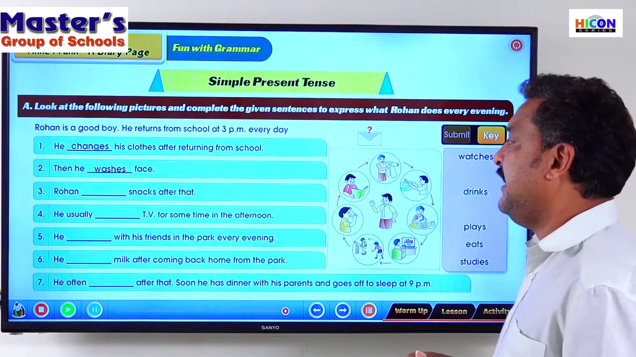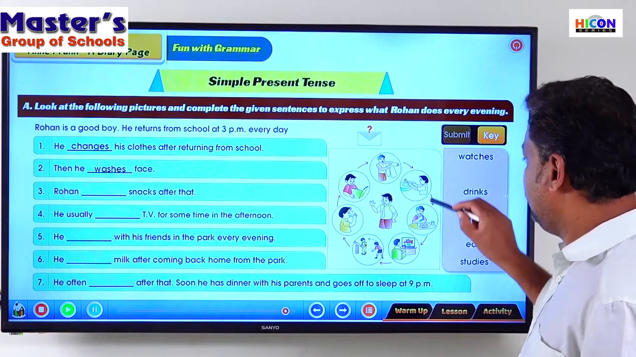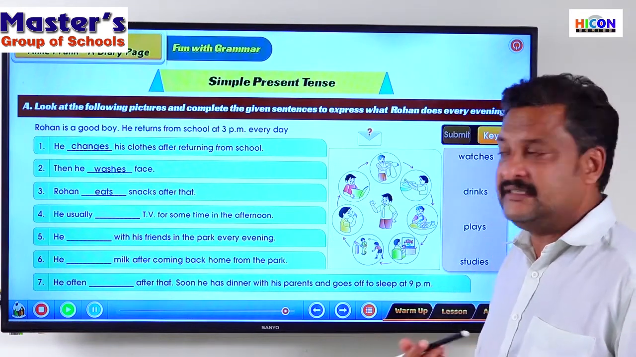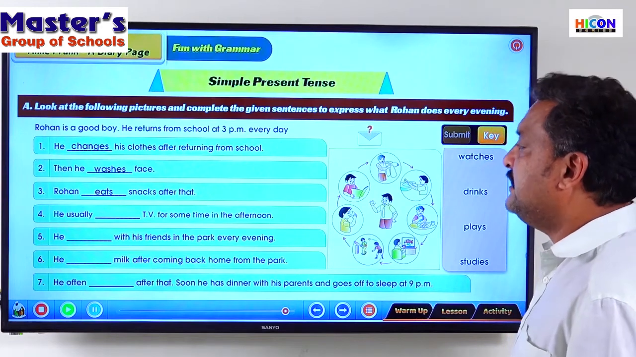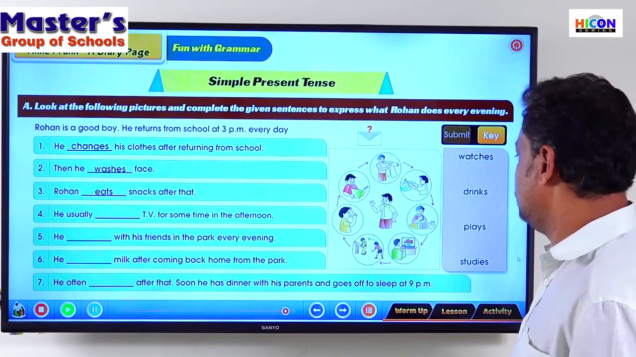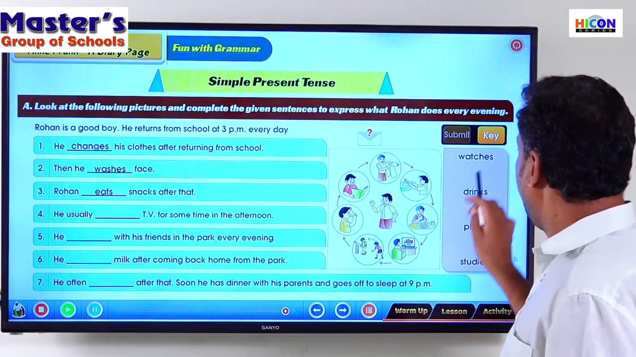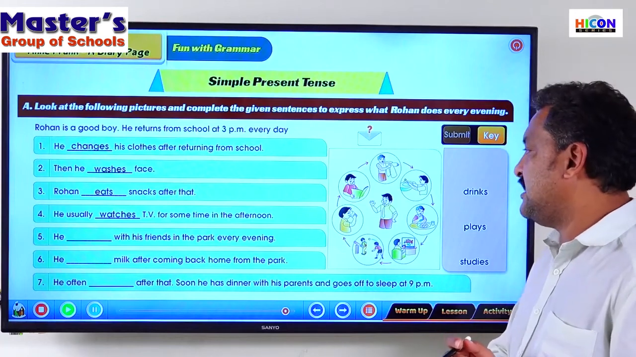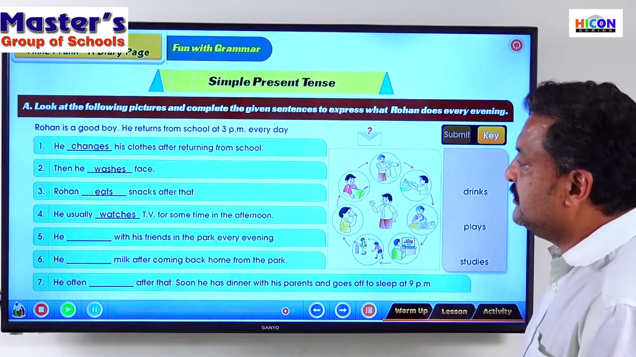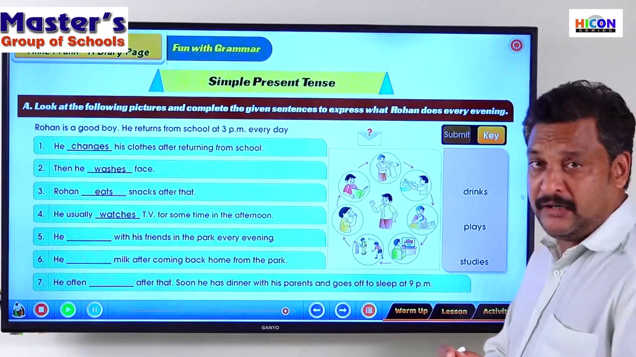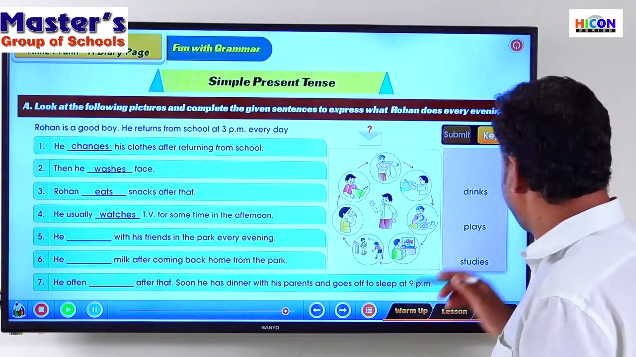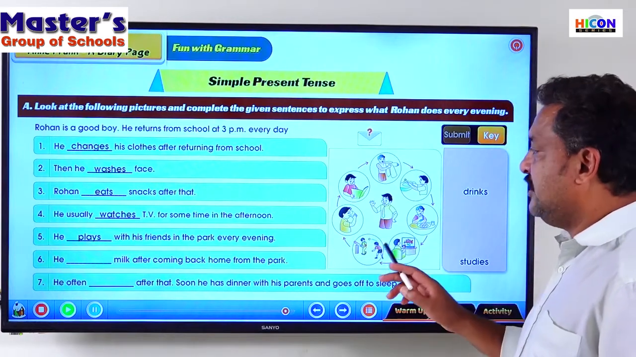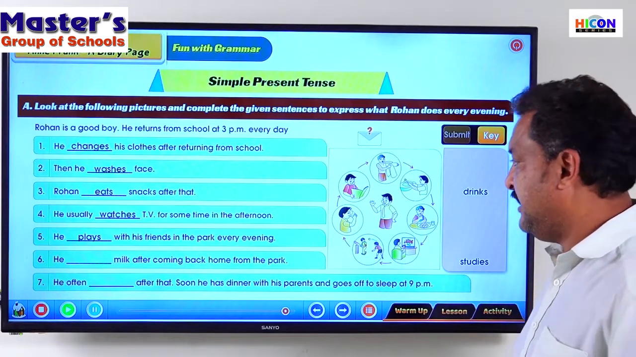Then Rohan eats snacks after that. Then he usually watches TV for some time in the afternoon. He usually watches TV, isn't it? He usually watches TV for some time in the afternoon. Fifth, he plays with his friends in the park every evening. See, he's playing here, isn't it? So he plays with his friends in the park every evening.